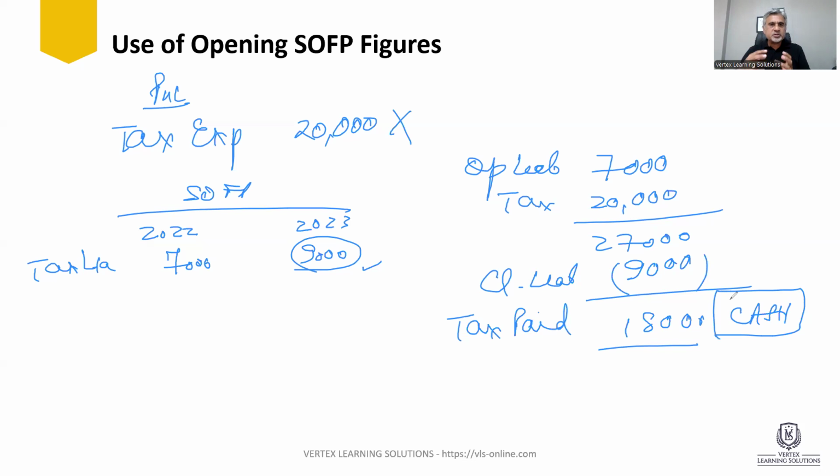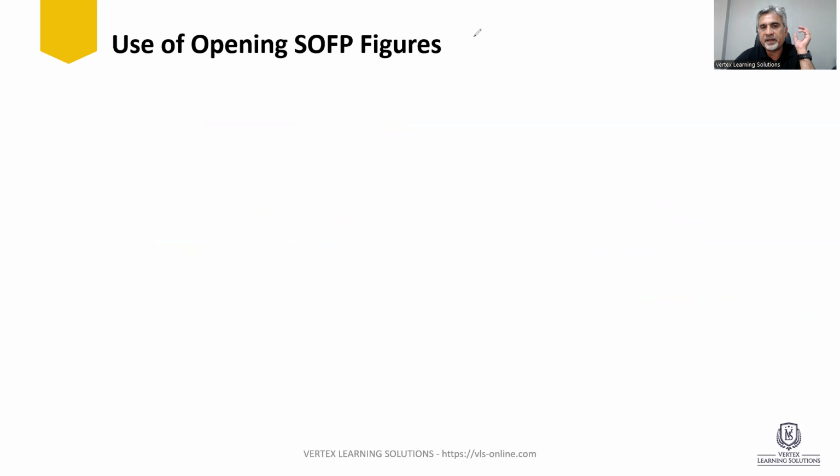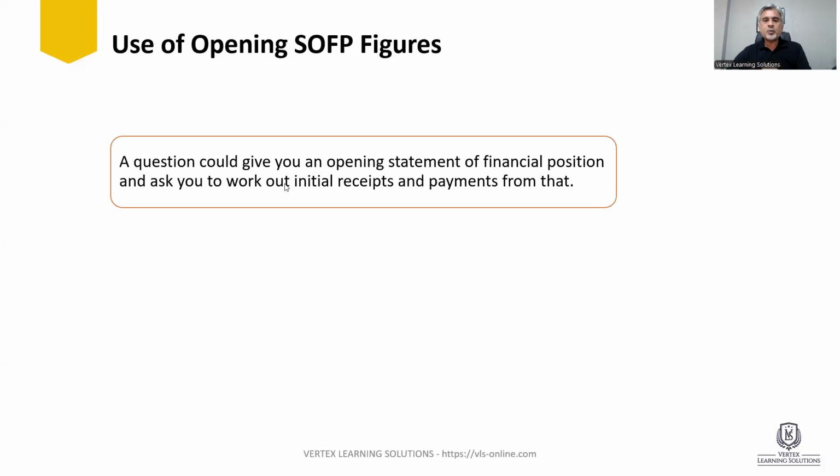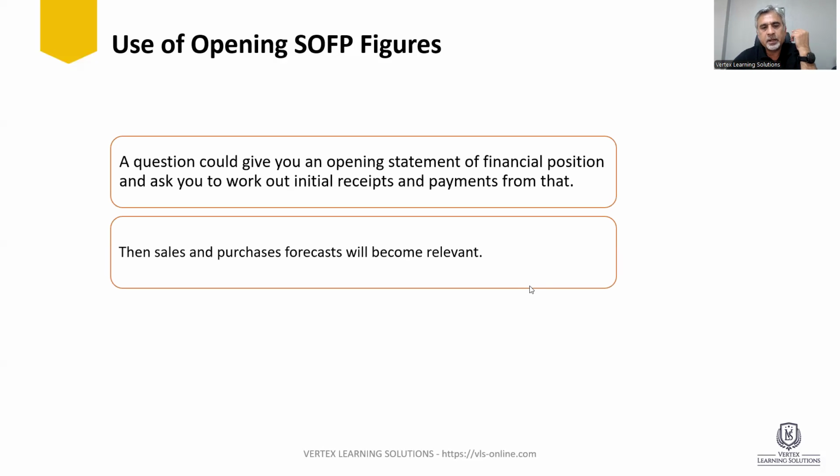So we use the statement of financial position. Two financial positions you need. You need opening, you need closing, and you take one number from the P&L. So opening balance from the balance sheet plus or minus this income statement number, and then plus or minus this balance sheet closing balance. Okay. So this is how we use the opening balances. A question could give you an opening statement of the financial position and ask you to work out initial receipts and payments from that. Then sales and purchases forecast will become relevant.